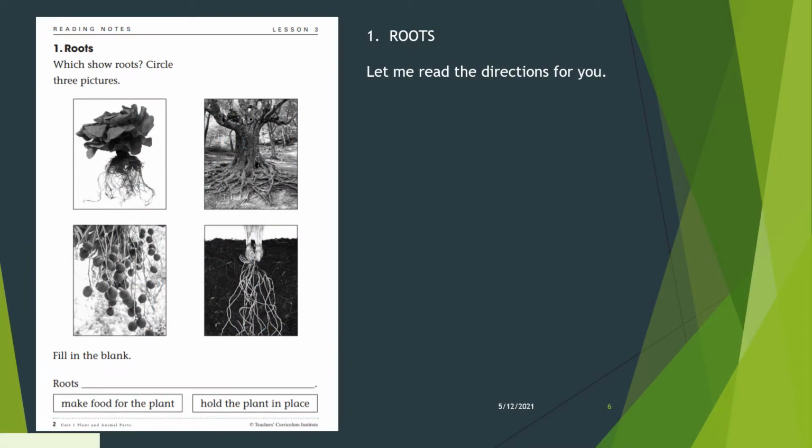Let's look at this next page in our workbooks. It says number 1, roots. Let me read the directions for you, which show roots. Circle 3 pictures. Circle the 3 pictures that show plant roots. Look closely at those pictures, okay? 3 of them are showing roots and 1 is not. Circle so that I can see your circle in your workbook, okay?